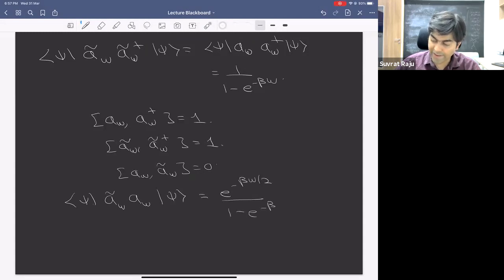Okay, so these are what we are calling the rules of effective field theory. And as I said, all this follows just from the 2-point function of the field.